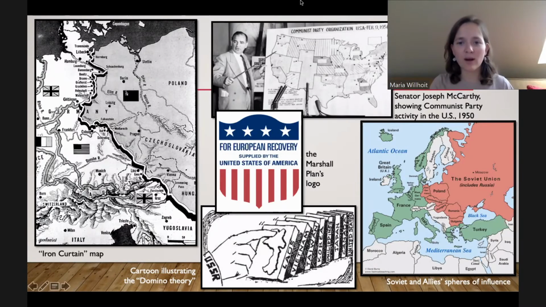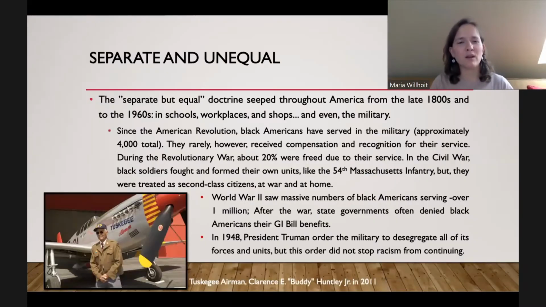And then this here is just the Marshall Plan's logo: for European recovery, supplied by the United States of America. This is, again, kind of the beginnings of USAID, where we give a lot of support to other countries to help their infrastructure, to help their economies so that they don't fall into economic despair, and so hopefully they don't fall into fascism or dictatorships. It's kind of the purpose of USAID. I think also people support USAID because they believe that America has the possibility to help people, and we should.